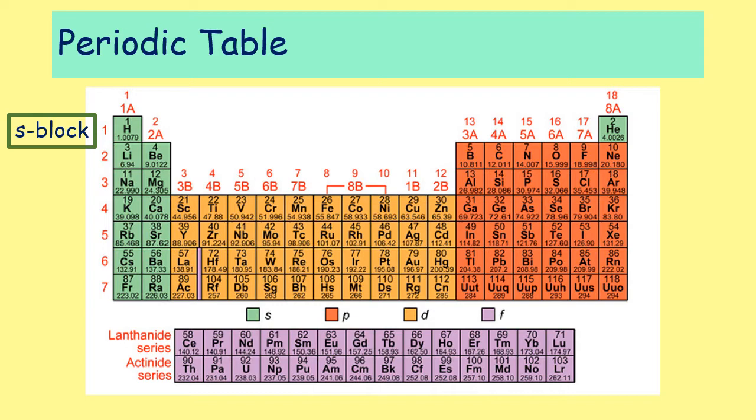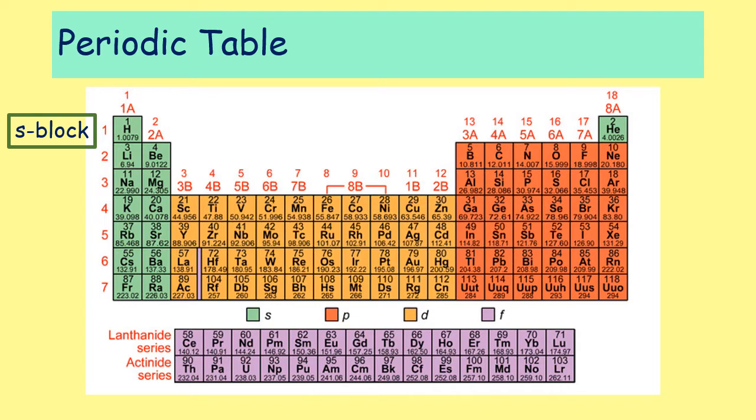But then when we go down every single period, as we start each period, we always start with an s orbital. So that is why all the elements in group 1 and 2, and helium, which can be considered a group 2 element, are all S block elements.